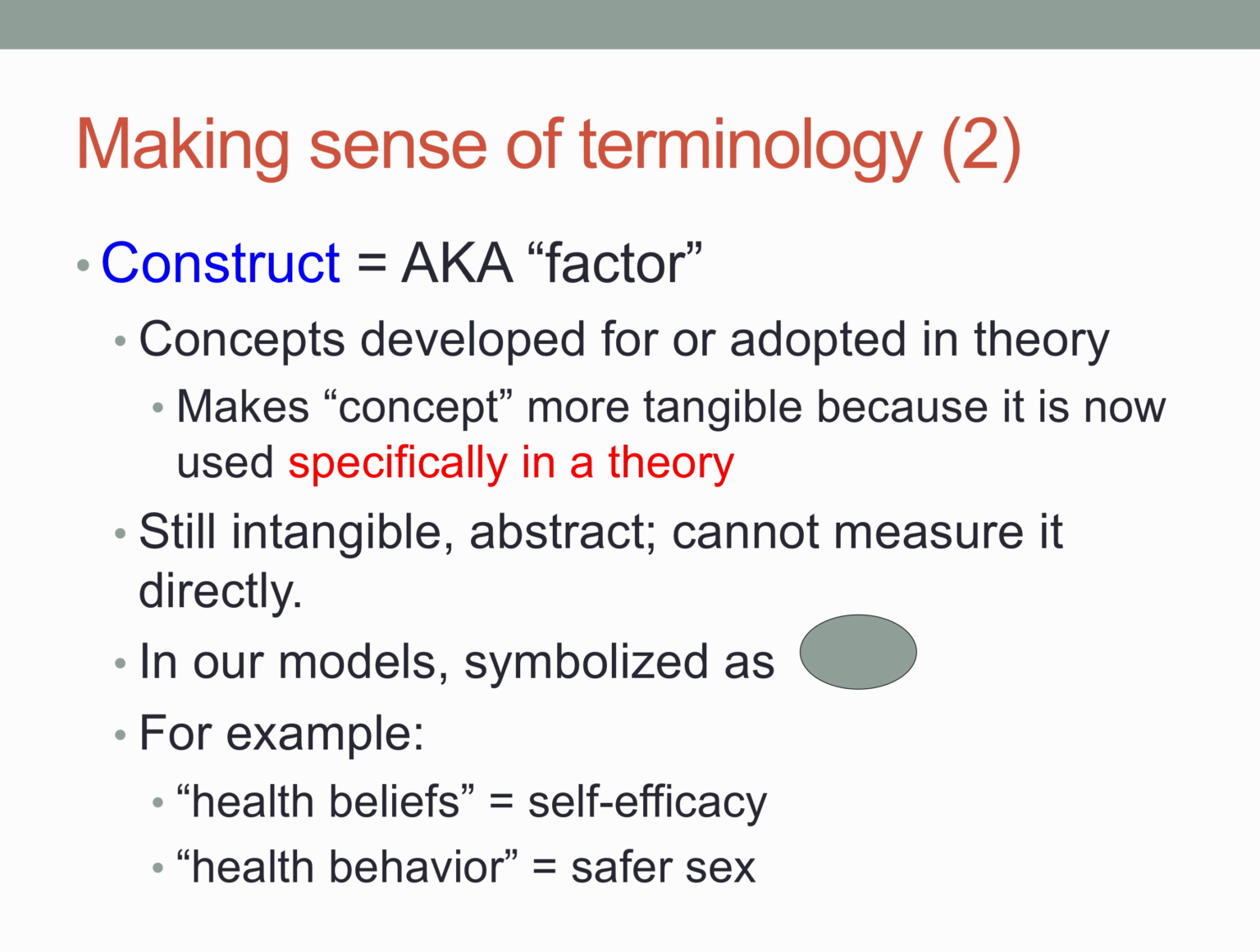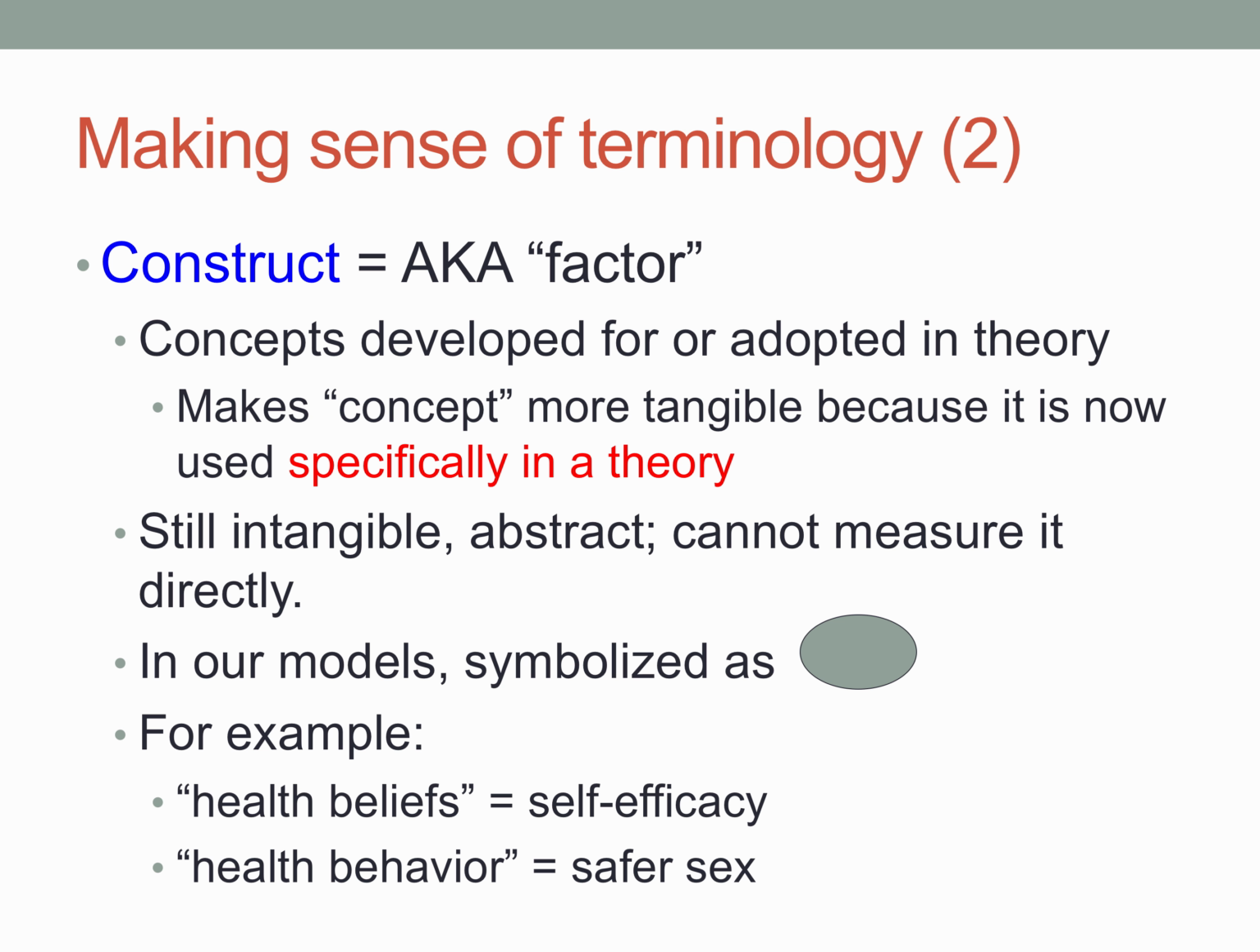So for example, we have health beliefs, a concept. But when we tie that health belief into self-efficacy, like we use in the health belief model, or in social cognitive theory, or the trans-theoretical model, we can make it a little bit more tangible because we kind of know what we mean by this concept of health beliefs by tying it to the theory and now defining self-efficacy as the construct. We have this nebulous concept of health behavior.